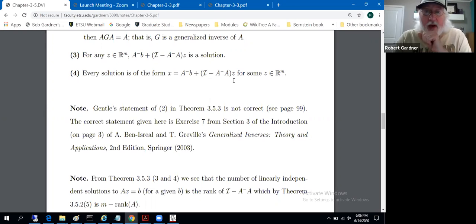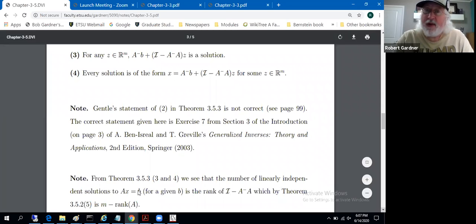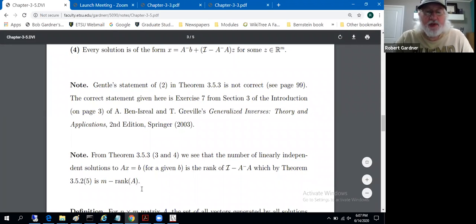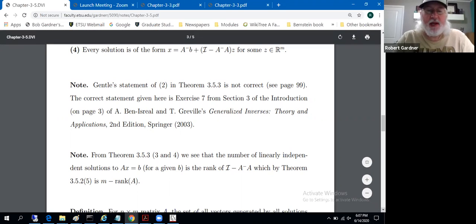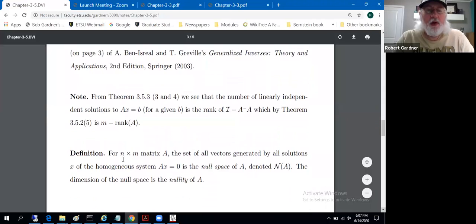This matrix in parentheses has components, the coefficients of that linear combination. So the rank of that matrix, by an earlier result we saw, was m minus the rank of A. Okay, so we're going to tie this in with a different space, the space you've dealt with before, the null space of a matrix A.